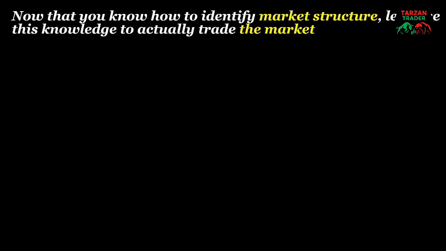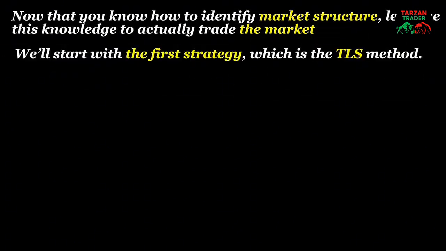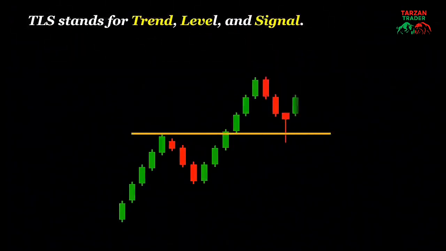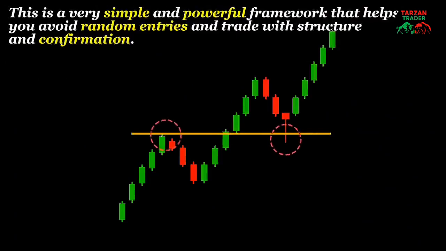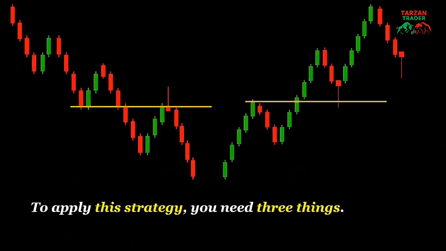Now that you know how to identify market structure, let's use this knowledge to actually trade the market. We'll start with the first strategy, which is the TLS method. TLS stands for trend, level, and signal. This is a very simple and powerful framework that helps you avoid random entries and trade with structure and confirmation. To apply this strategy, you need three things.